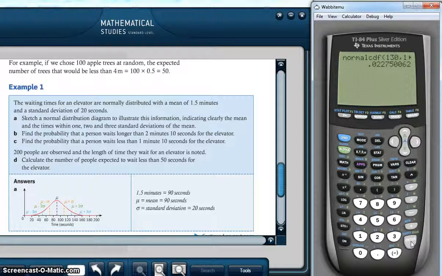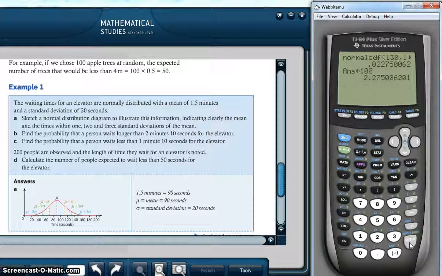Okay, so here's our value. Multiply this by 100 and you'll see your percentage. And you have 2.28% of the time people would wait longer than 2 minutes and 10 seconds, or a person chosen at random.